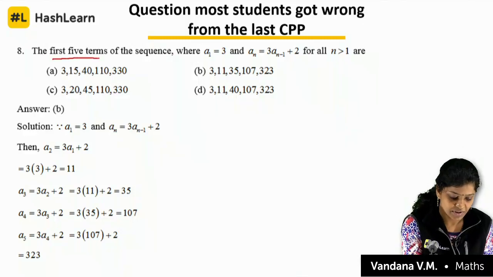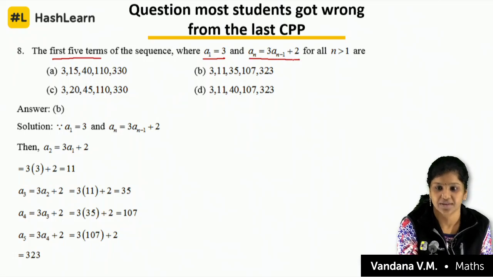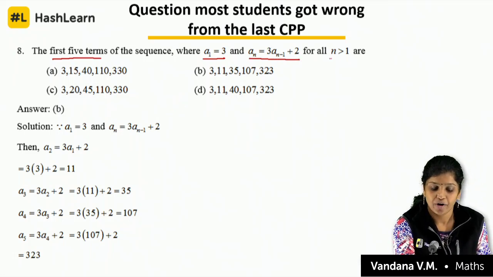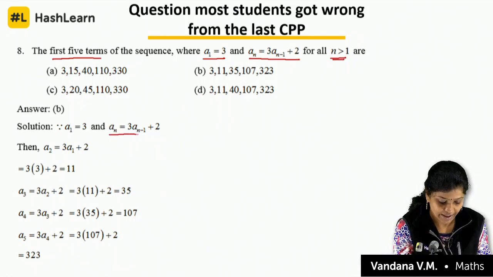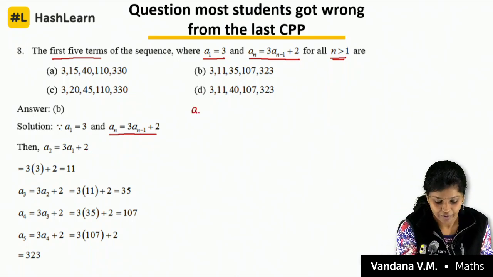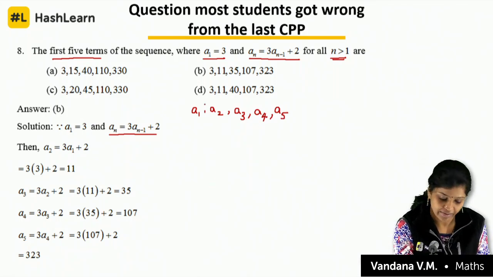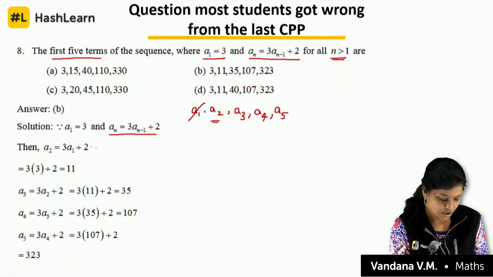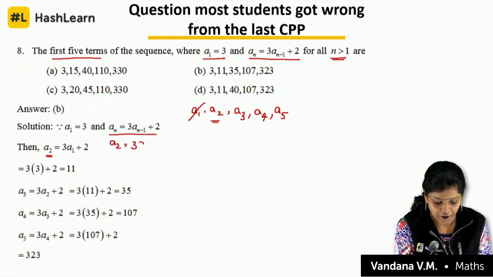The first 5 terms of the sequence: A1 is 3 and the nth term is this, for all n greater than 1. I have to find out the first 5 terms. First, let me write the nth term. A1 I know. So A1, A2, A3, A4, A5 I have to find out. A1 I know, so A2 I have to find out. So n value must be 2. If I substitute 2 over here, 3 into A(2 minus 1) plus 2.